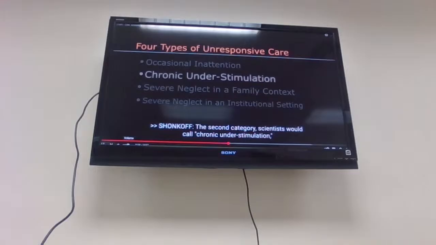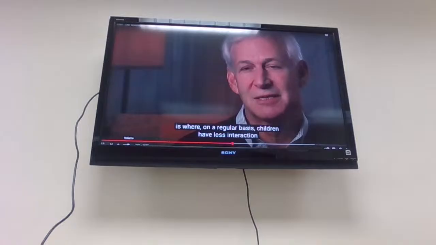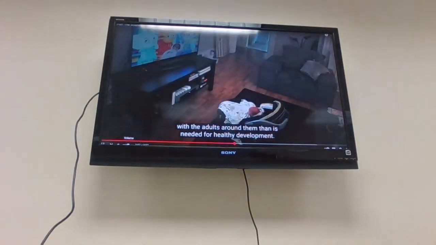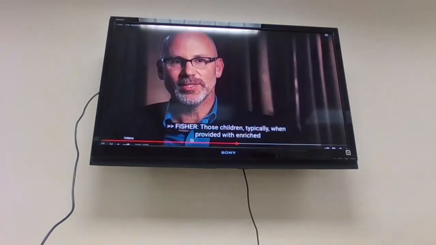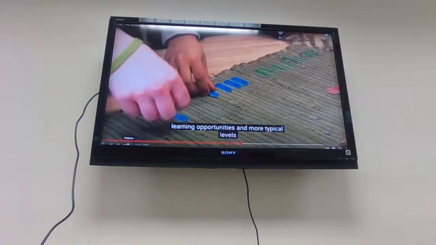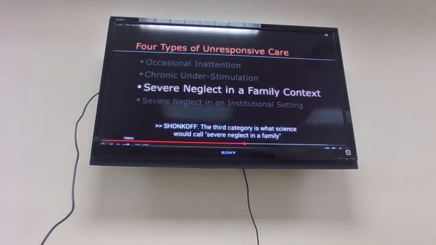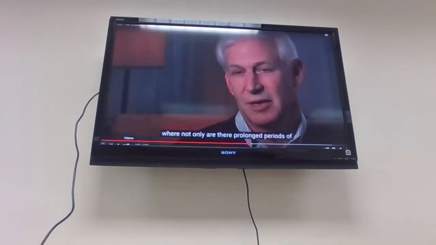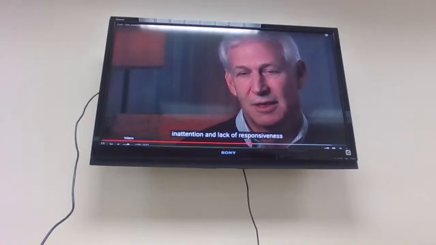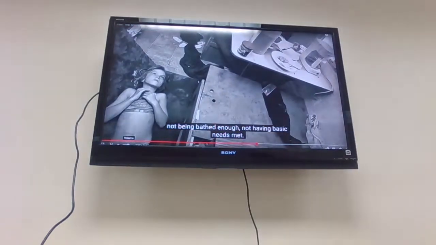The second category, scientists would call chronic understimulation, is where on a regular basis, children have less interaction with the adults around them than is needed for healthy development. Those children typically, when provided with enriched learning opportunities and more typical levels of serve and return, will show catch-up. The third category is what science would call severe neglect in a family where not only are there prolonged periods of inattention and lack of responsiveness, but often also associated with not being fed enough, not being bathed enough, not having basic needs met.